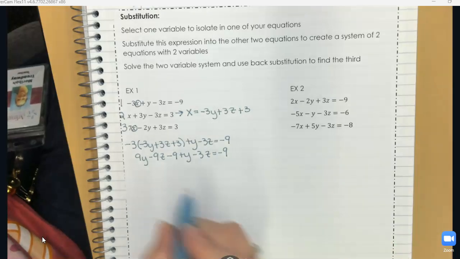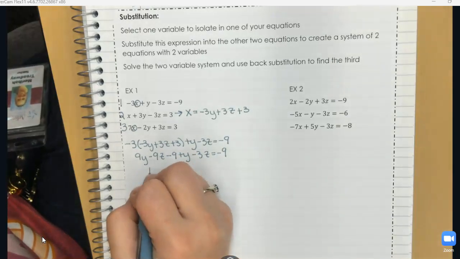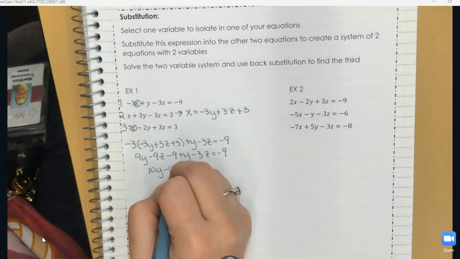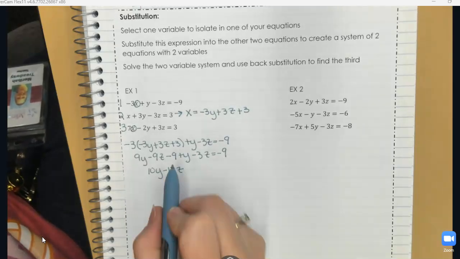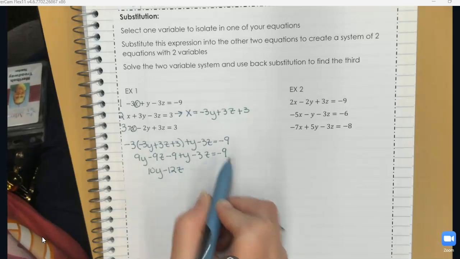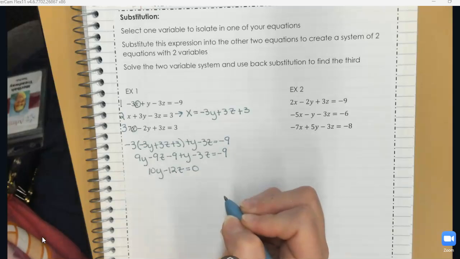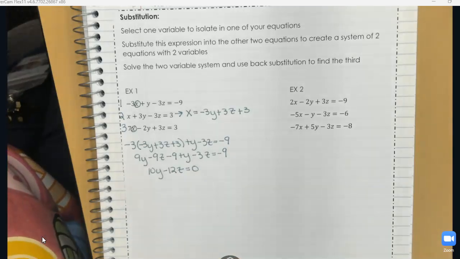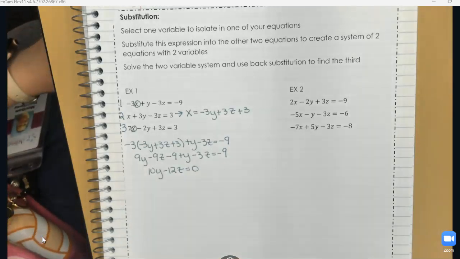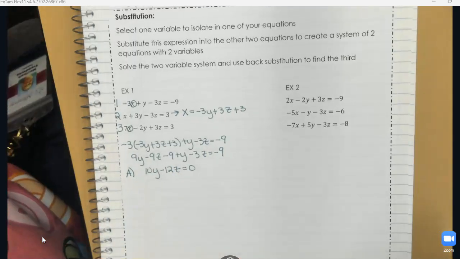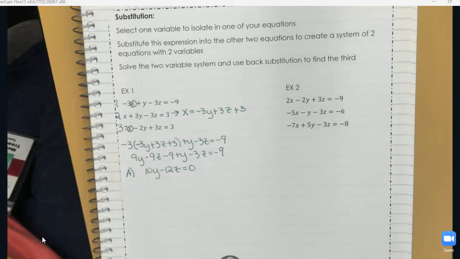Now I can combine all of my like terms. 9y and y gives me 10y. Negative 9z minus 3z gives me negative 12z. And I want all my constants to be together, so I'm going to add 9 over here. Well, negative 9 plus 9 is 0. So what I'm going to do is call this new equation I have written equation A. Again, this is just so we can keep track together of who has done what.